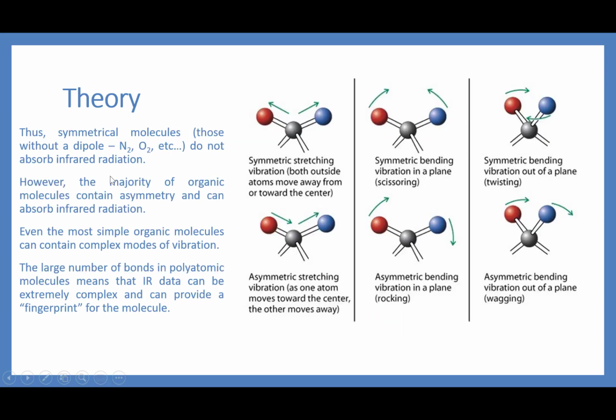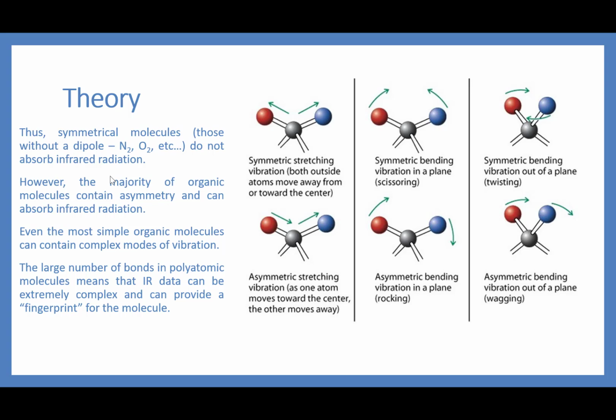So if we have a symmetrical molecule, so something without a dipole, so this is going to be something like nitrogen gas or oxygen gas, they're not going to absorb infrared radiation. But that's not really a major issue because most of our organic molecules have some degree of asymmetry. And we know that most of our organic molecules don't only consist of two atoms, they become far more complex. So there's definitely something to work with, and there's definitely an IR spectrum for them.